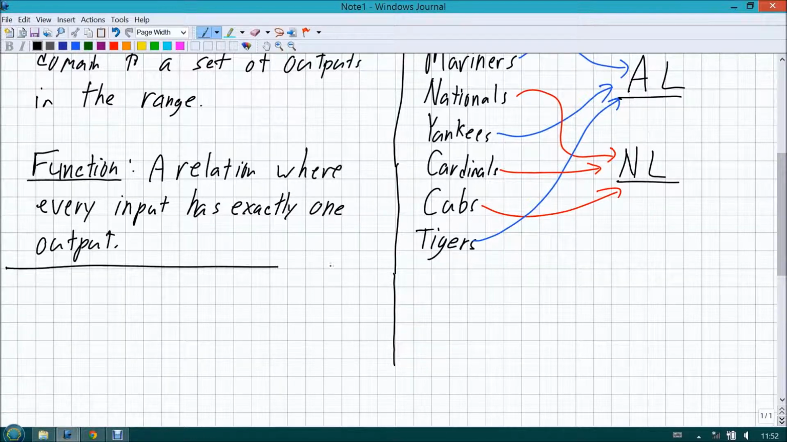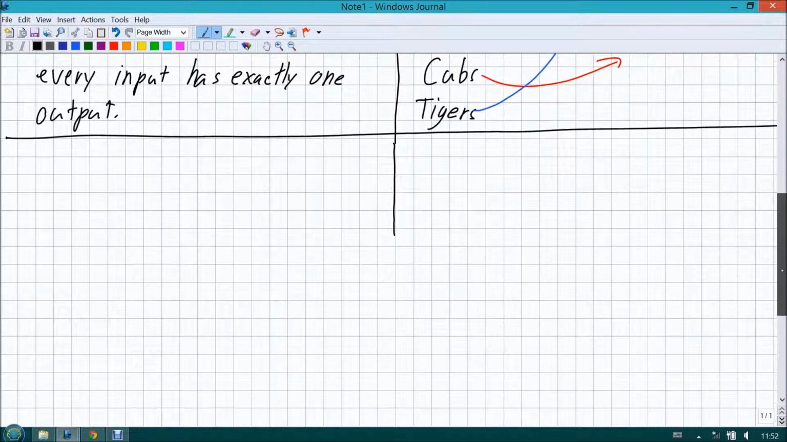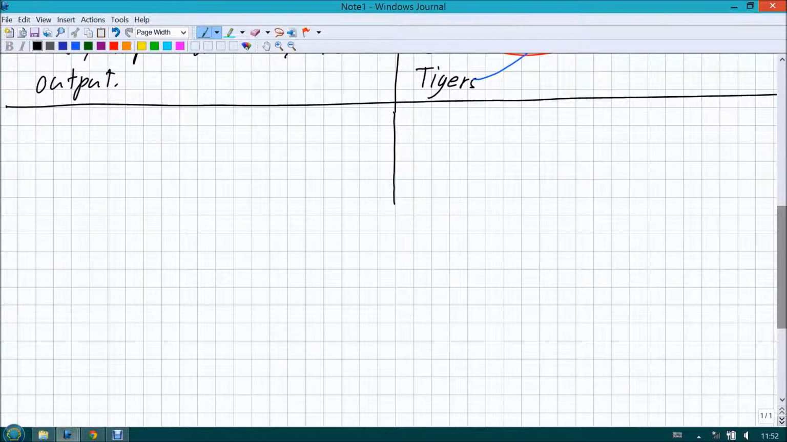Now that we know what a function is, a relation where every input has exactly one output, I think I've said that like 10 times now, we can look at a numerical example. In the numerical example, we're going to be looking at the year and then the price of a stamp.